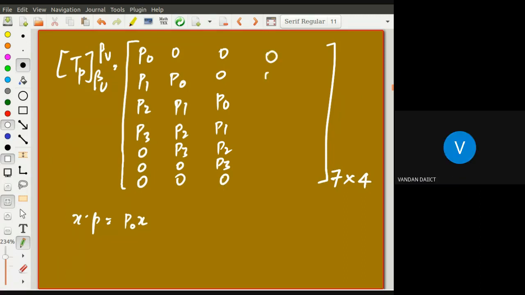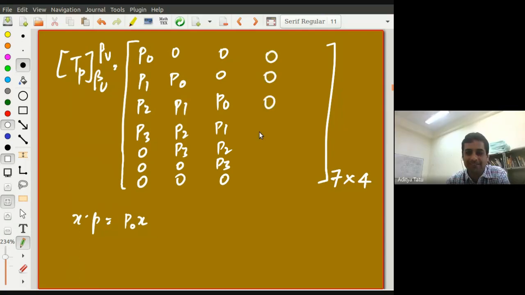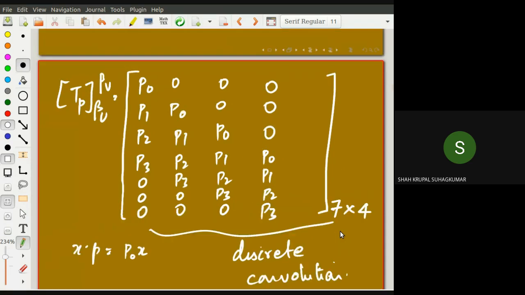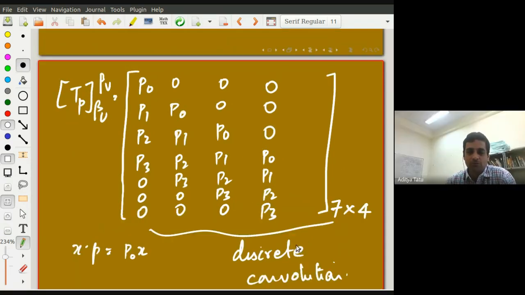Communication system. Convolution. Exactly. Right. This is sort of representing discrete convolution. Have you studied Z transform till now? No, sir. Okay, fine. But I hope you have seen this matrix, as I guess Vandan told. All of you agree.